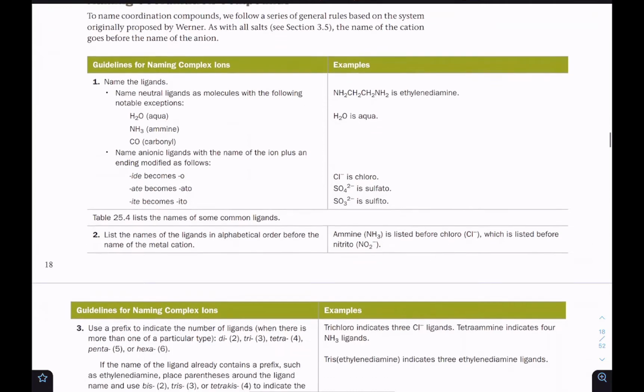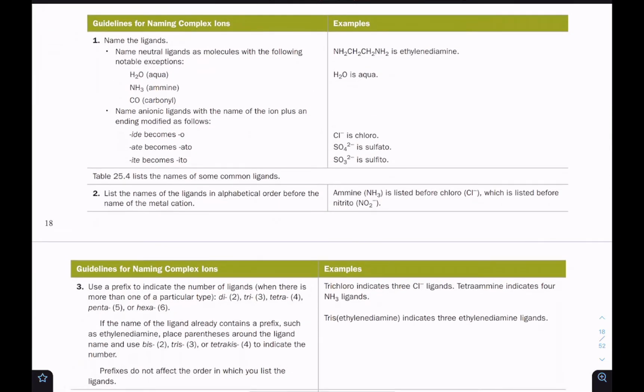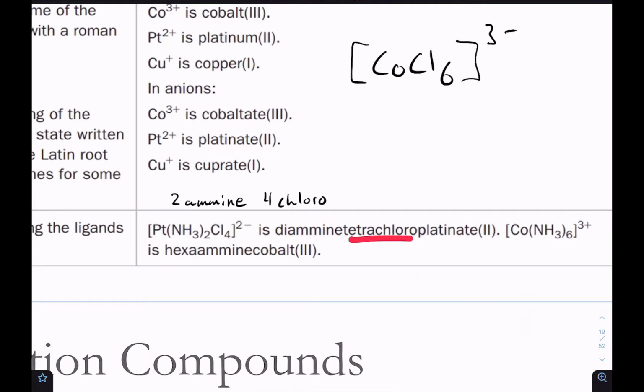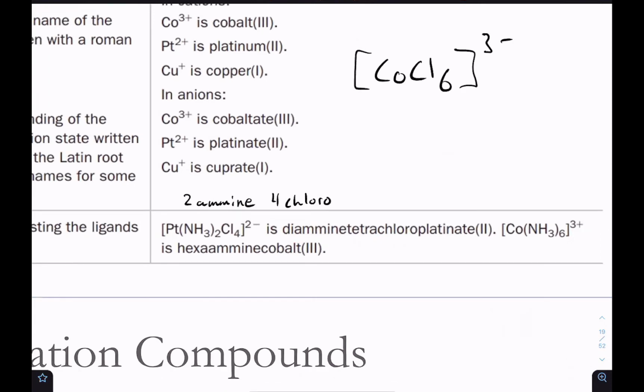And then when you're writing out the name, the ligands get listed in alphabetical order before the name of the metal cation. So even if you have prefixes on them, you ignore the prefixes. For example, this is diamine tetrachloroplatinate. The amine goes first because of the A in amine, and the chloro comes second because of the C. This one's not a super great example because di would come before the tetra, but it's because of the first letter of the actual name of the ligand, not the prefix.